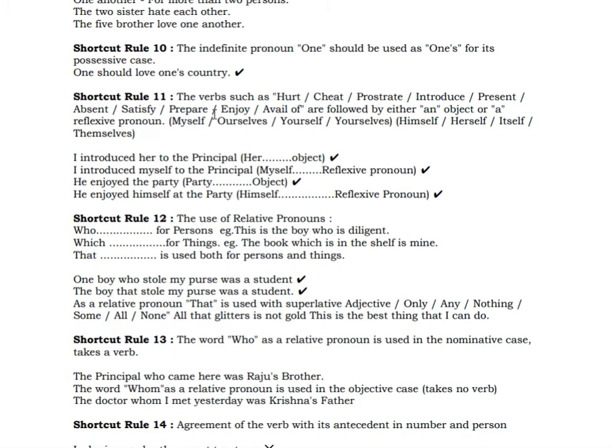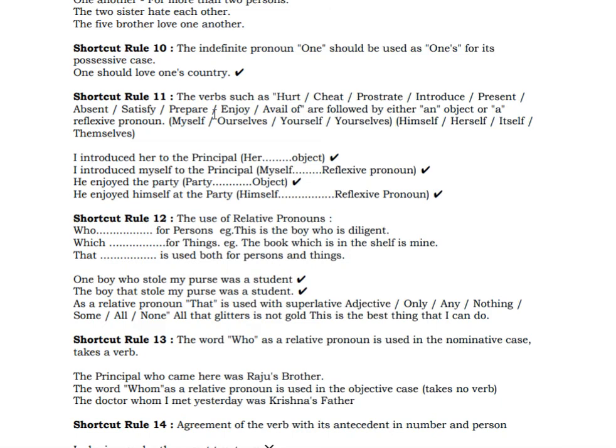So, shortcut rule number 12, the use of relative pronouns. Who is for persons. So this is the boy who is diligent. You can't use who for things. So which is for things. The book which is in the shelf is mine. And that is used both for persons and things. So for relative pronouns, who is used for human beings or persons, which is used for things, and that is used for both persons and things.